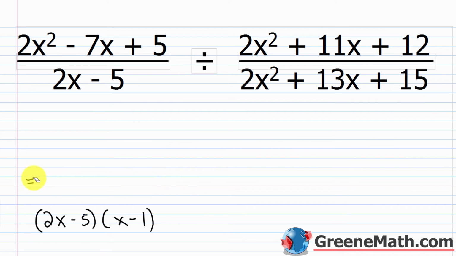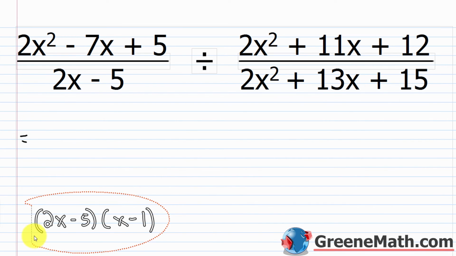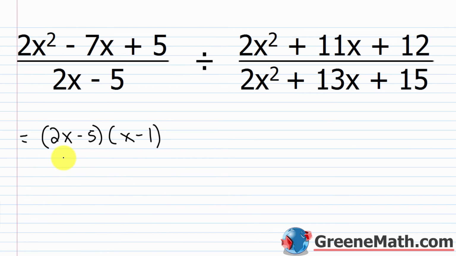All right, so let's erase all this, and we'll drag this up to the top. So we'll put equals, and we'll drag this up. Okay, so this is over 2x minus 5. We can cancel that right away if we want, or we can wait till we're done and cancel everything at once. So that's what I'm going to do.